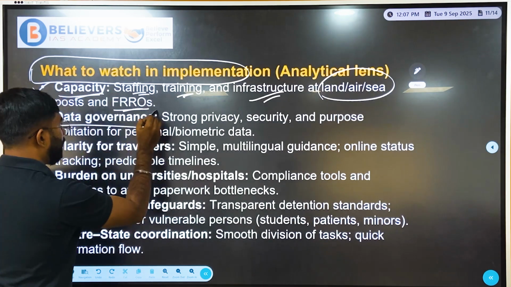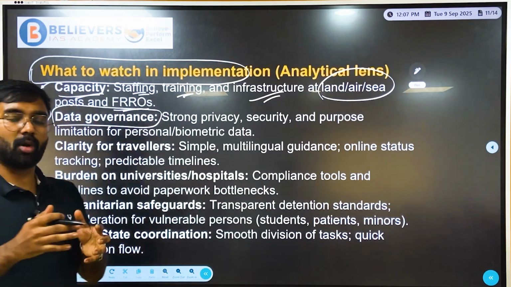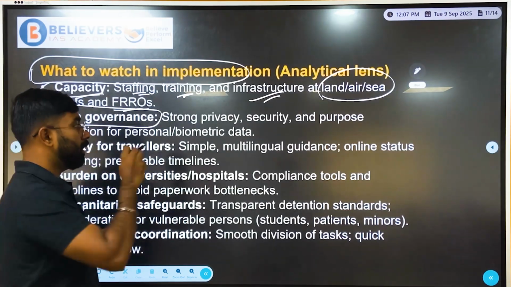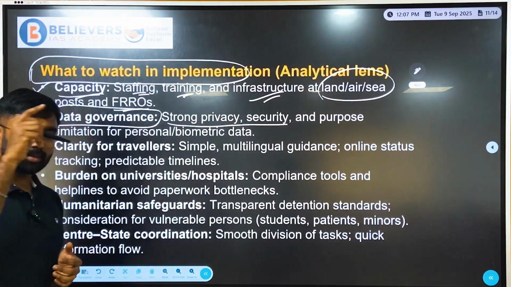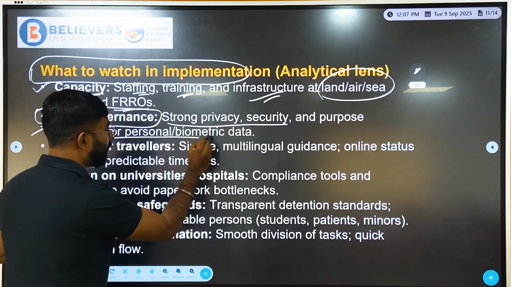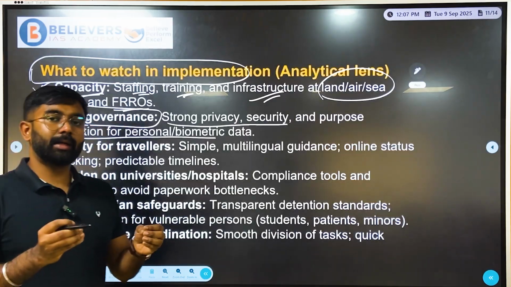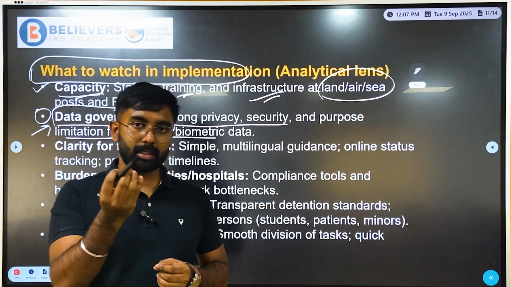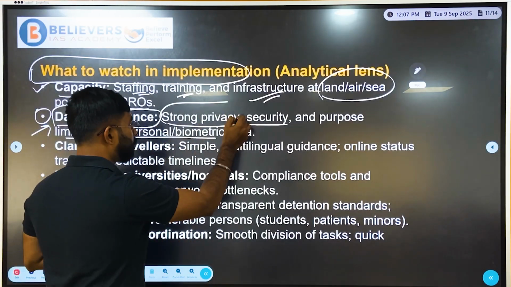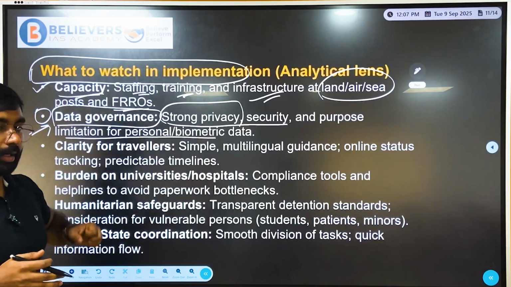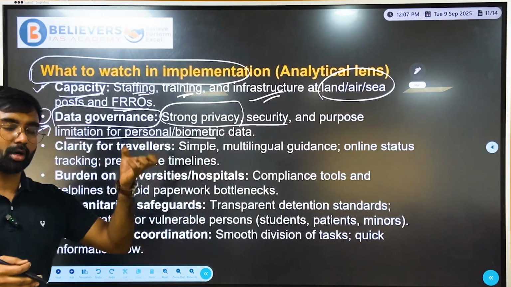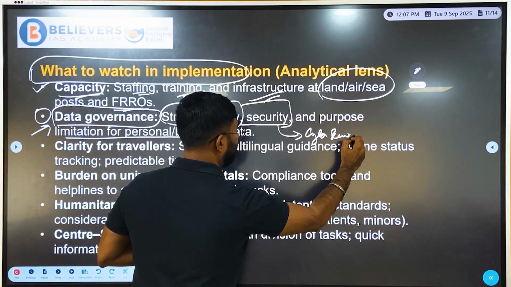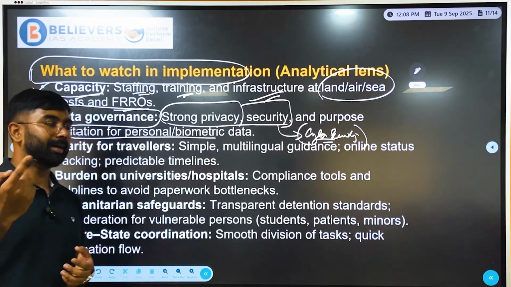And then, since we are collecting the database of all the foreigners who enter India, data governance is another important thing, to ensure strong privacy and security is maintained, and purpose limitation for personal and biometric data. It means we are collecting data of all these foreign nationals, and it is very important how the personal data of a particular person is treated, right? So we should also invest in building strong infrastructure so that the privacy of that individual is not breached, and also bring more reforms in terms of cyber security so that data breaches won't happen.